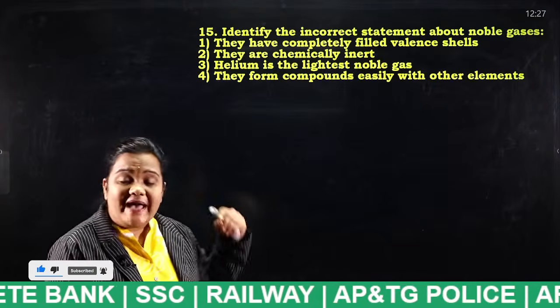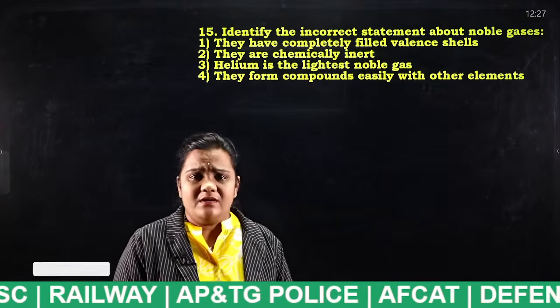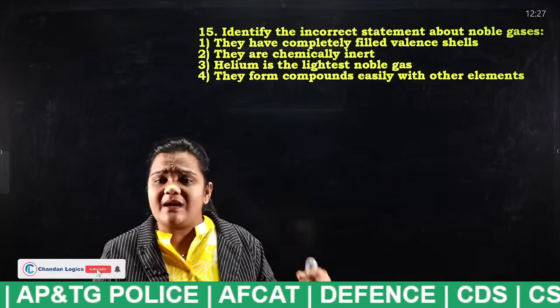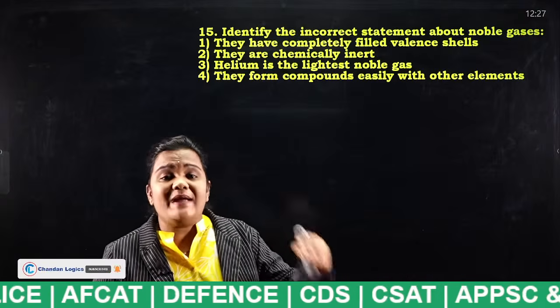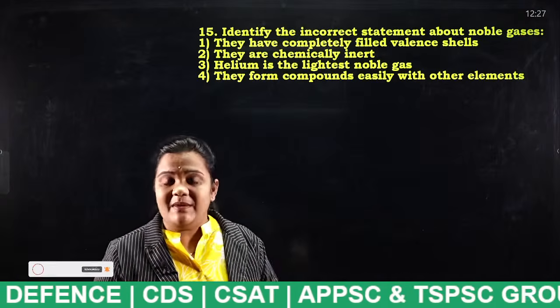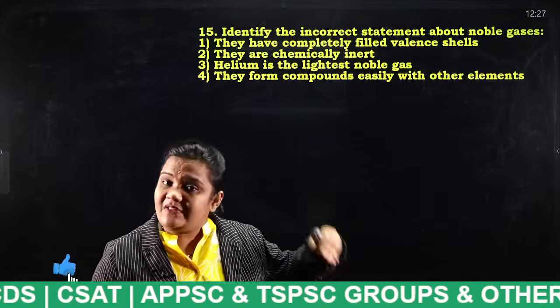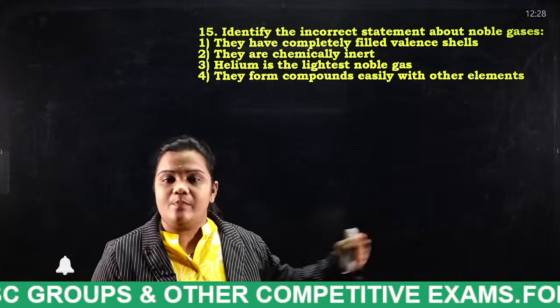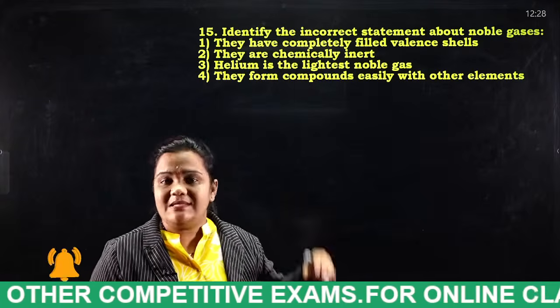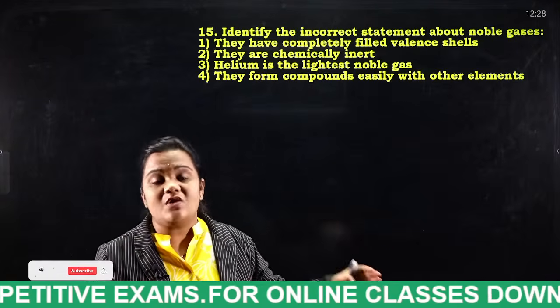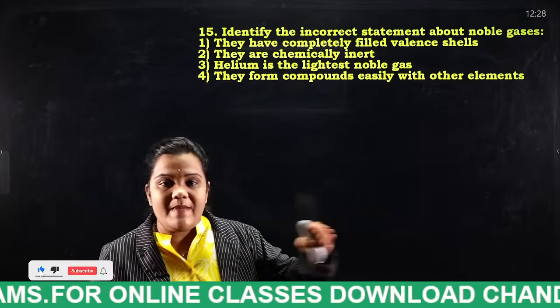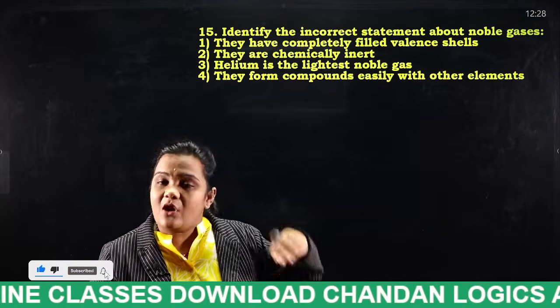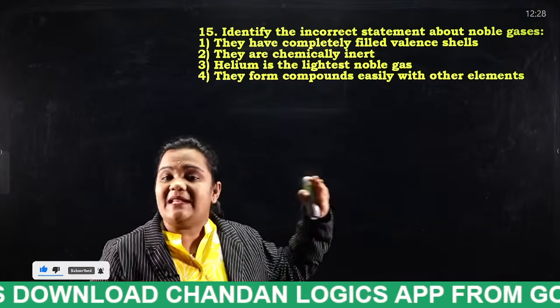Okay. So, as I told you many times, why are these gases called noble gases? Because these elements will not react with other elements. They do not form compounds easily. For this reason only, these are known as zero gases or inert gases or noble gases. Because they will not react easily with any other element.